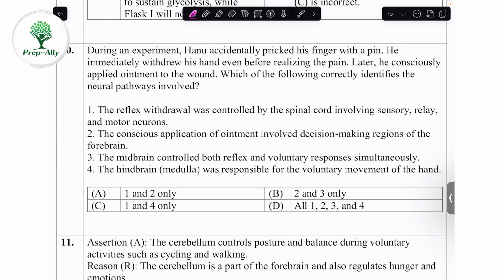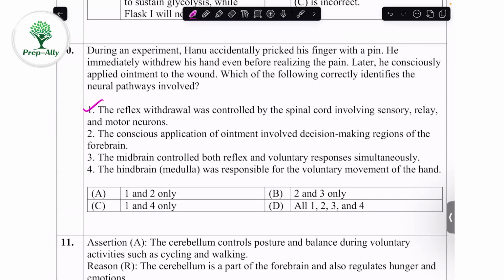Now we will see the options, the statements. The reflex withdrawal was controlled by the spinal cord, involving sensory, relay and motor neurons. So definitely it's a reflex arc. Yes, it's controlled by the spinal cord. It involves sensory, relay and motor neurons. Yes, the first statement is correct. The conscious application of ointment involves decision-making regions of the forebrain. So it is actually like he knows. I told you, a small baby doesn't know what to do if some wound happens.